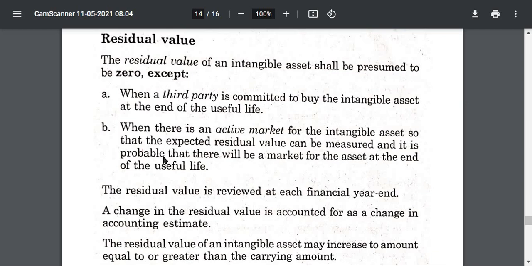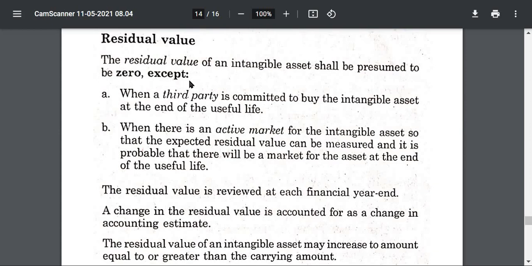So yung residual value naman is the same concept. Okay? Kapag nabebenta mo yung intangible asset at the end of its useful life for value, so meaning meron siyang residual value. So the residual value of an intangible asset shall be presumed to be zero. Again, in the absence of any statement to the contrary, the residual value of an intangible asset is presumed to be zero. Okay, wala, zero.